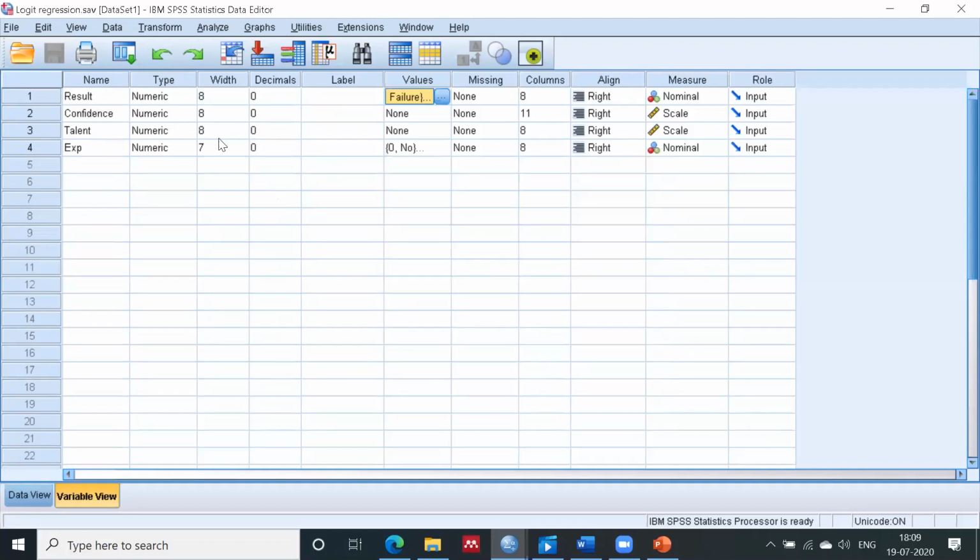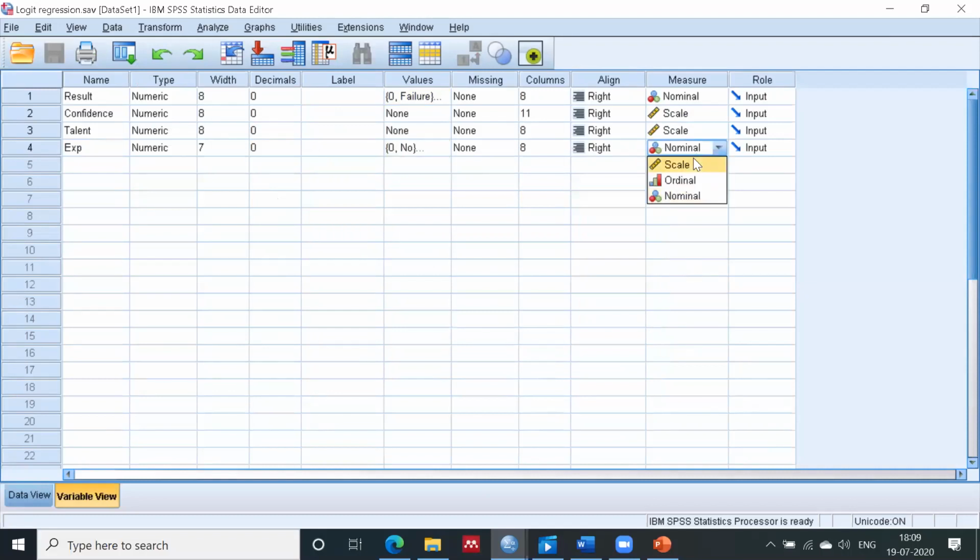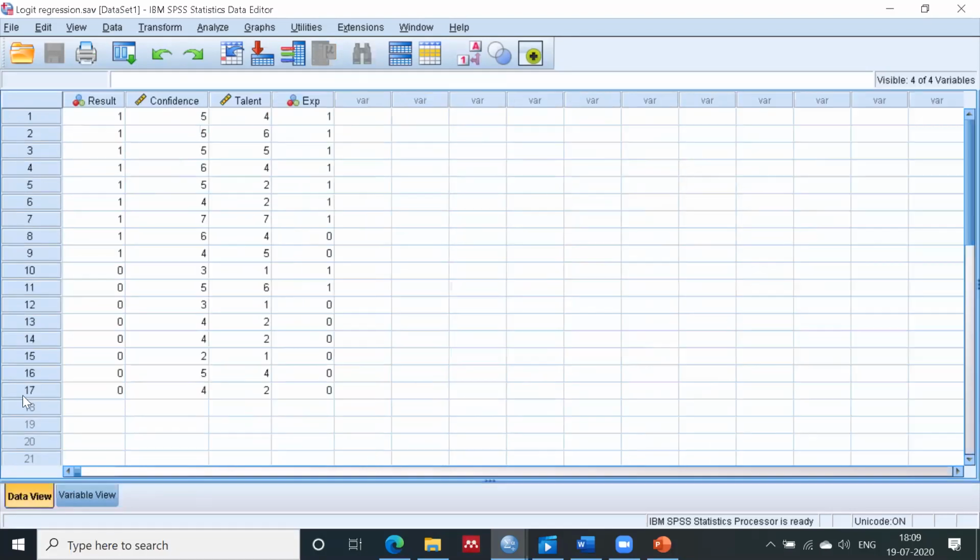For the confidence, this is my ratio scale. Talent, of course, this is my ratio scale, and experience, I have given a category here. I have experience and I don't have any experience. So 1 for yes and 0 for no, right? And of course, this is my nominal scale, right? So I hope this file is clear. Now you can easily interpret the result.